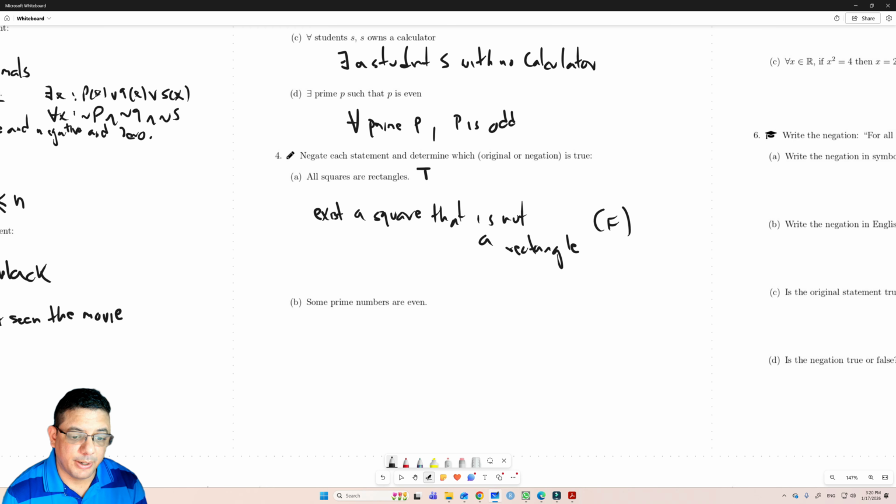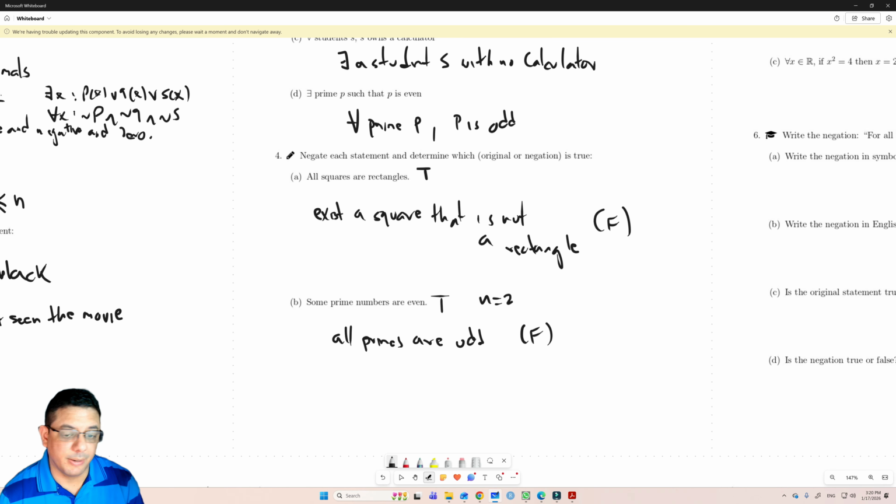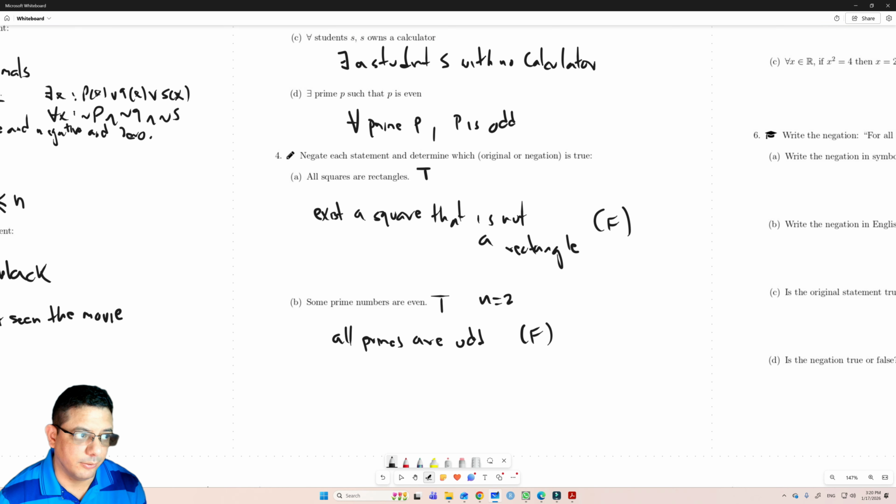Some prime numbers are even. This is true. In particular, n equals 2 is prime and is even. The negation of this will be all primes are odd, which then is going to be false. Most primes are odd, but all of them except 2 are odd. Okay. Remember, this "some" is an "exists", so the negation of "some" is "all".